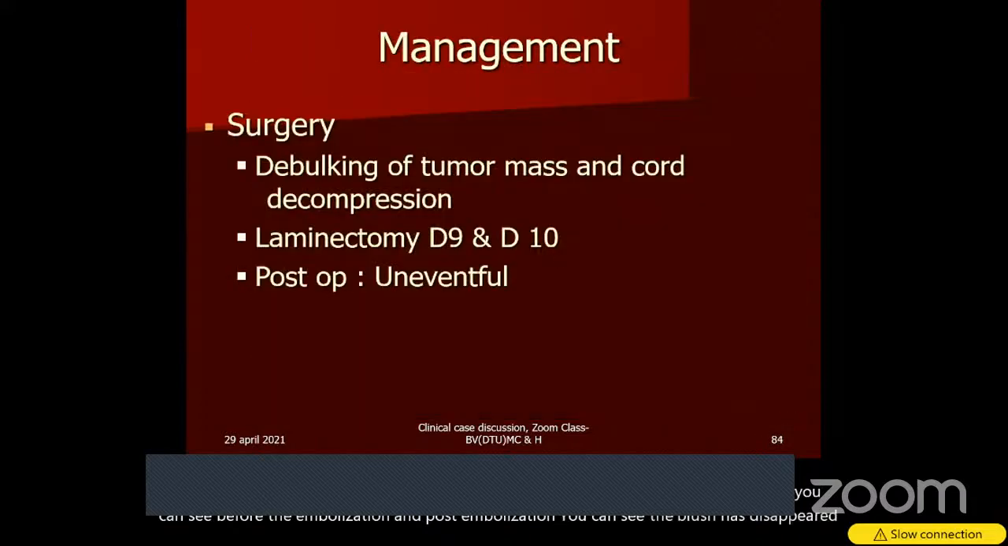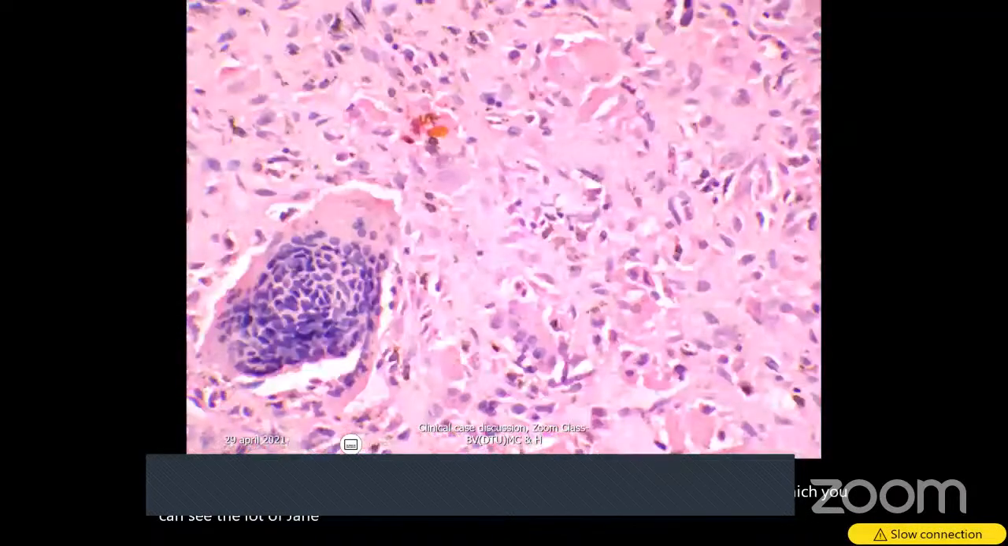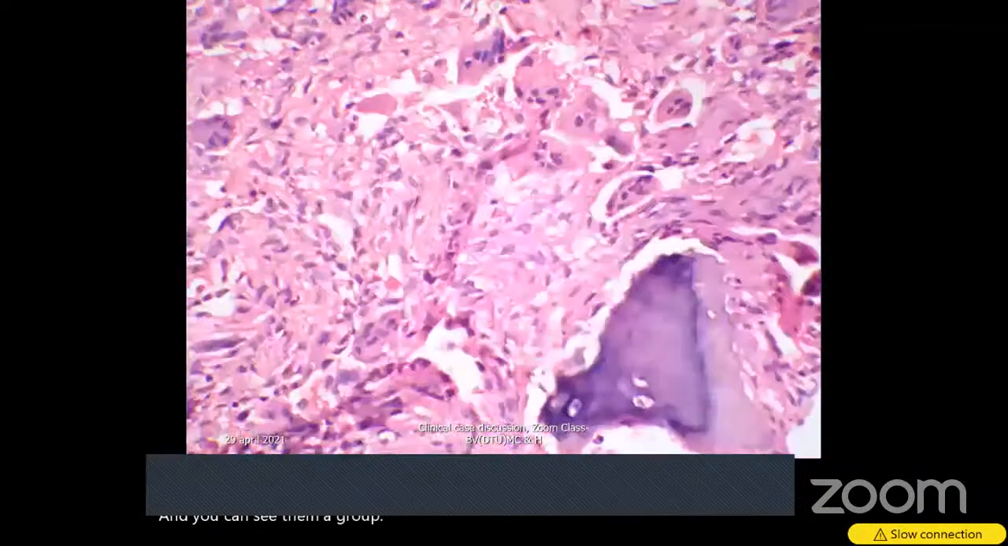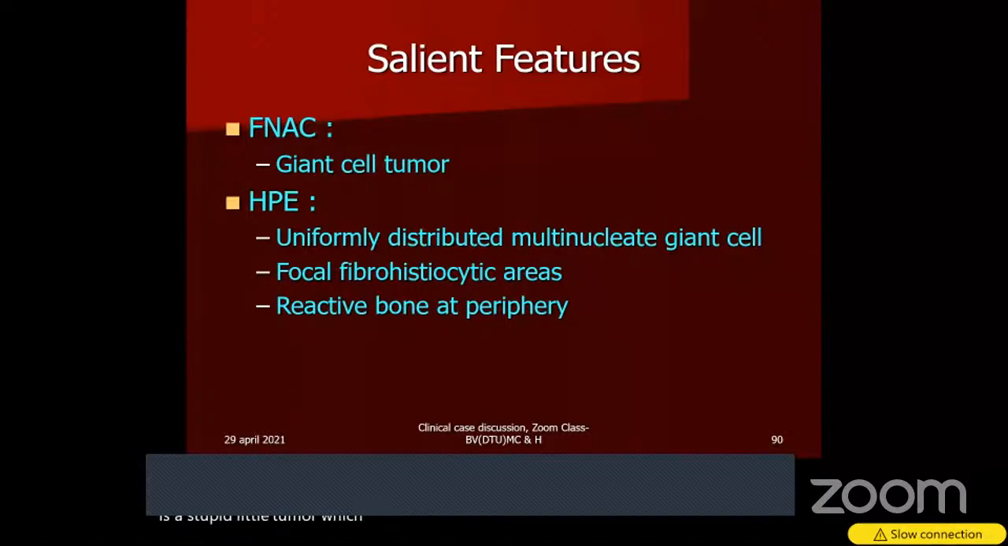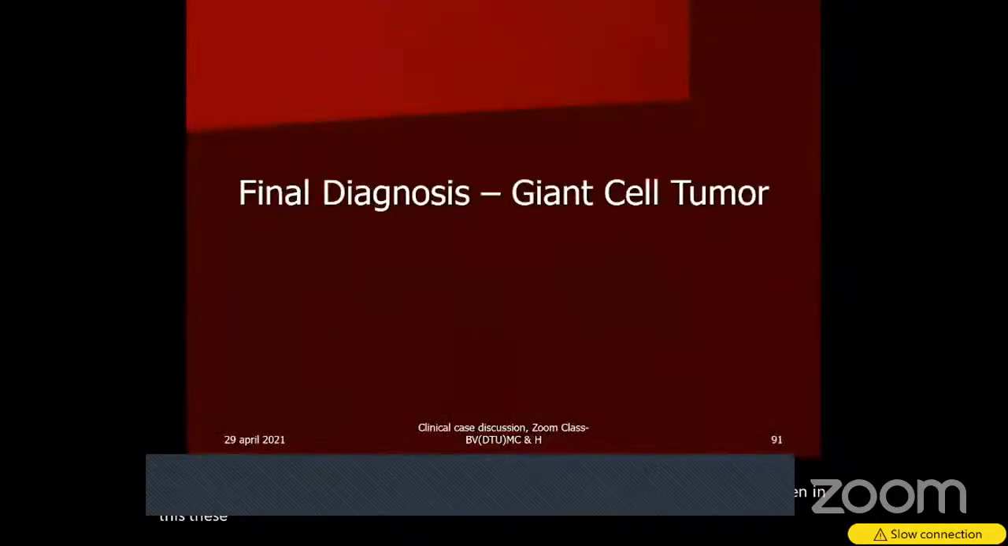So the histopathology is again giant cell tumor, where you can see a lot of giant cells present inside, in groups. This is the histopathology of the tumor, which is reported as giant cell tumor: uniformly distributed multinucleate giant cells, focal fibrohistiocytic areas, and reactive bone at the periphery seen in these slides. So the final diagnosis is giant cell tumor at D9, D10, with compressive myelopathy at D9, D10.